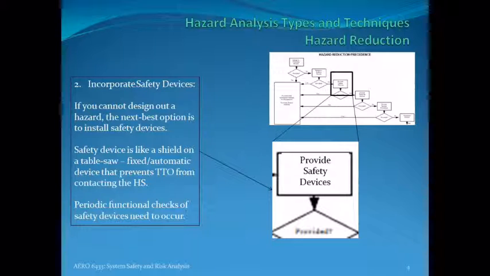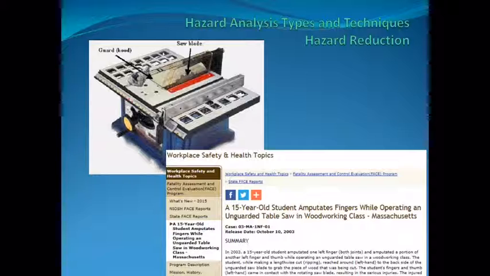So next down the line, if the system you're designing has hazards that cannot be designed out or cannot be mitigated through the design, we can provide safety devices. That's mechanical devices that shield the operator from getting to the hazard. It blocks the TTO, blocks the operator or the potential victim from getting to the HS, the hazard source. It blocks the IM component of the hazard, the initiating mechanism. It's like a shield on a table saw. The shield on the table saw blocks the operator's fingers generally from getting to the blade. Again, we're expecting that the human does not remove the shield in order to get better access to the blade. So some of these are also still dependent upon the human.